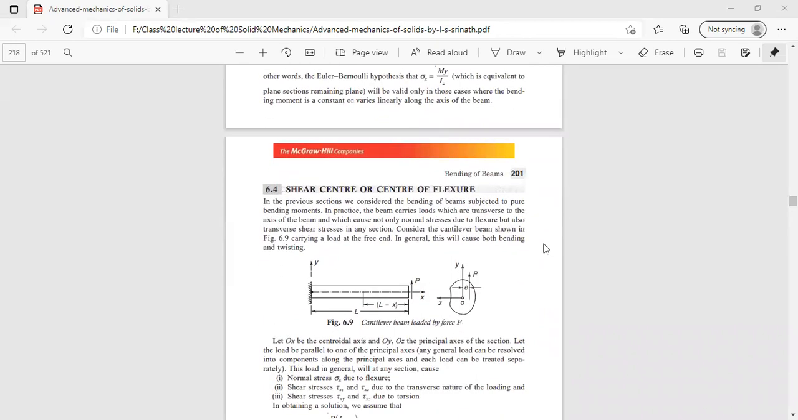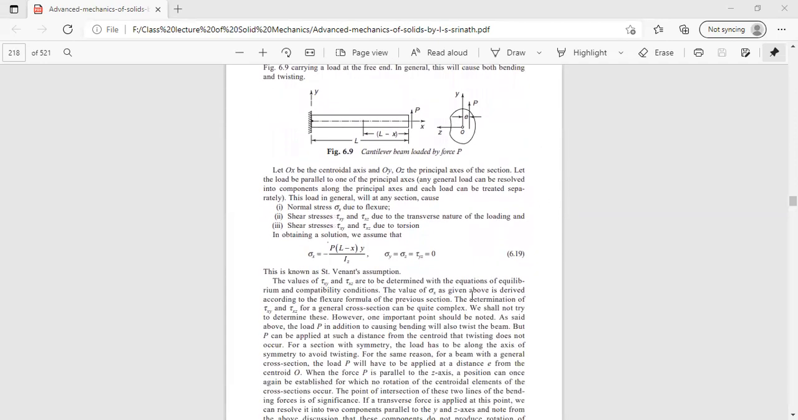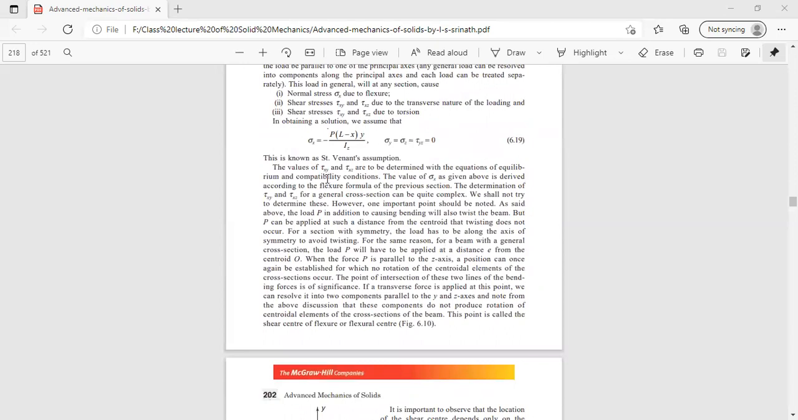Now, all the beams which carry loads transverse to the axis of the beam may not only cause normal stresses, but also create certain shear stress. The value of tau xy is determined by the equation of equilibrium. The value of sigma x, the flexural stress, is given by the flexural formula.